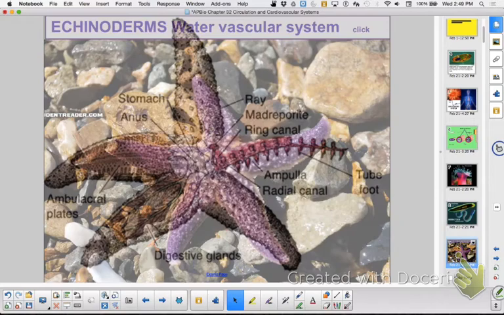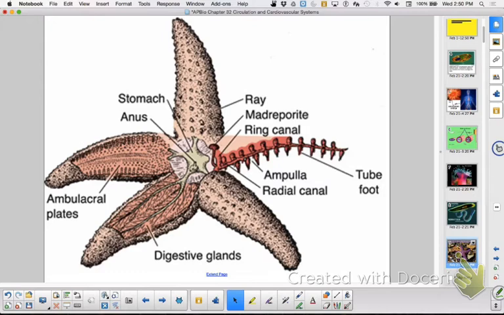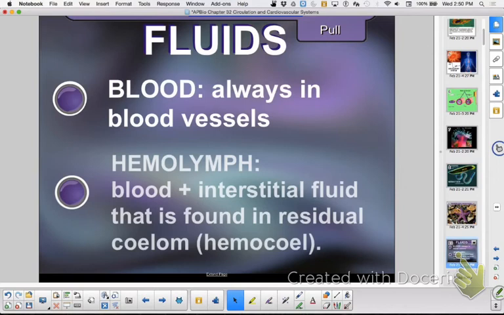Echinoderms have something very unique to them, or echinodermata. It has a water vascular system. It has a way to move fluids through its body. Okay, that's just unique to echinoderms. Now, the fluids we said were two kinds. If you have the fluid called blood, then do you have an open or a closed circulatory system? Closed. The fluid is always staying in your closed circulatory system, and it will be called blood.